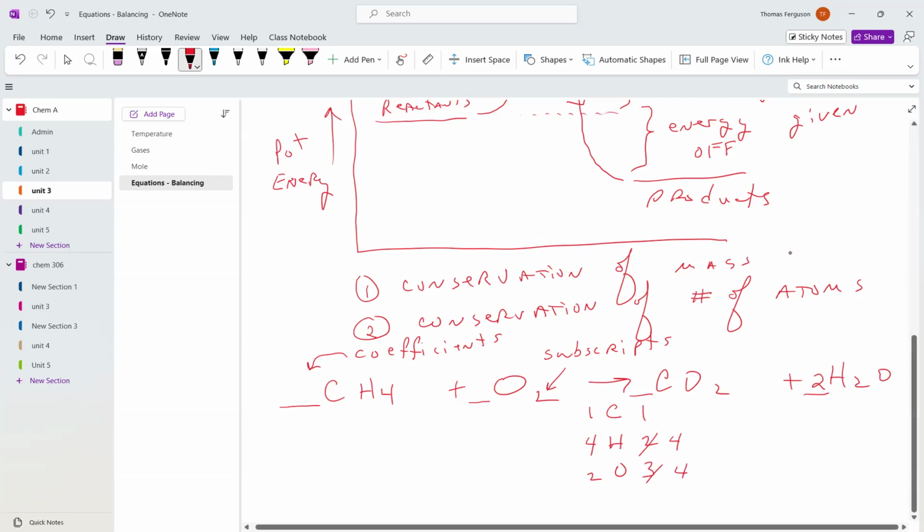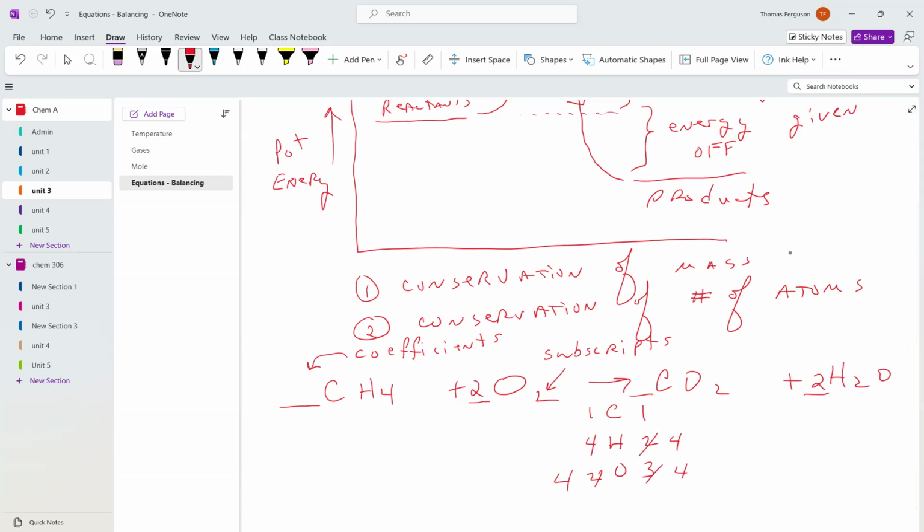Okay. What can we do to the oxygens to make them equal? Okay. That gives us now 4 oxygens. So the inventory for the reactant side is equal to the product side.